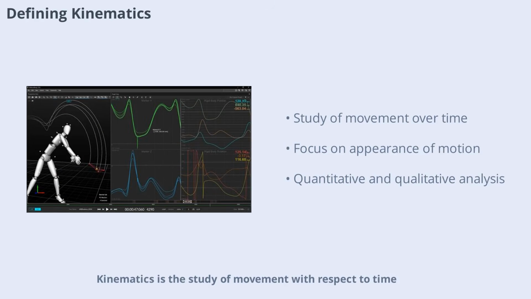Kinematics is the study of movement with respect to time. It describes the appearance of motion, focusing on how objects or bodies move rather than why they move. This includes analyzing the shape, form, and pattern of movement. Kinematics can be approached both quantitatively, using measurements and calculations, and qualitatively by observing and describing motion.